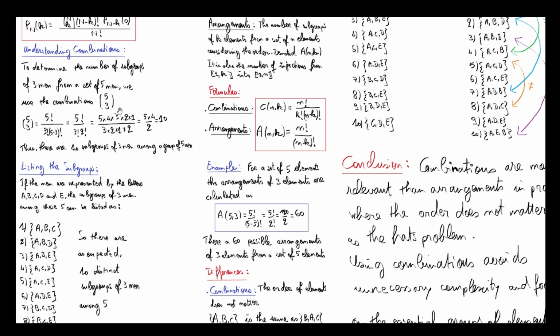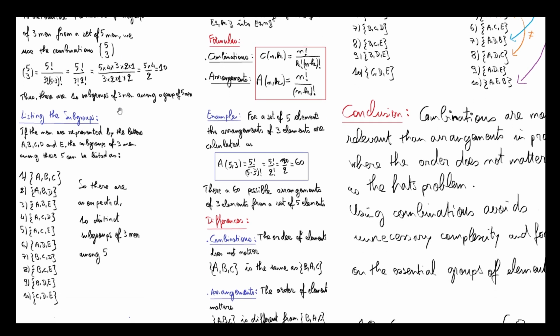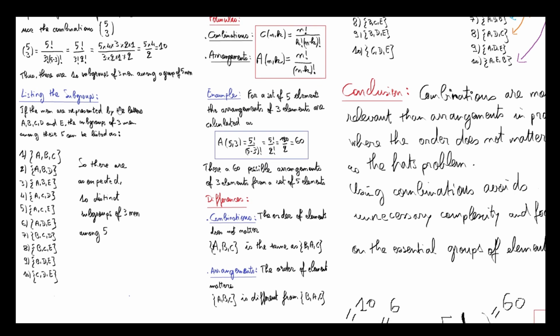Now, if we list the subgroups, we can show that if the men are represented by the letters A, B, C, D, and E, for instance, the subgroups of 3 men among these 5 men can be listed as ABC, ABD, ABE, ACD, and so on. So there are, as expected, 10 distinct subgroups of 3 men among 5.